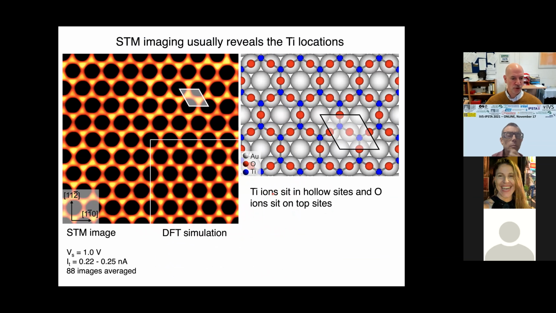And if you do lots of image averaging, then you see the titanium atoms really well. And this is the structure. And this is the DFT simulation, so that pretty much fits in with what we've seen. This is that 88 images averaged.